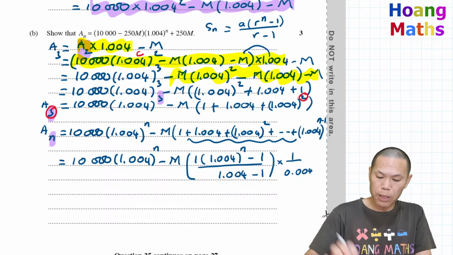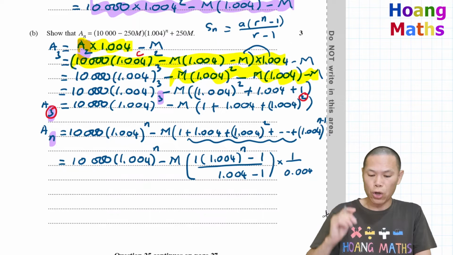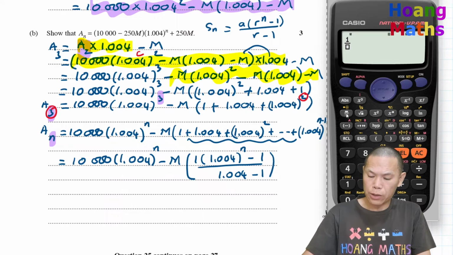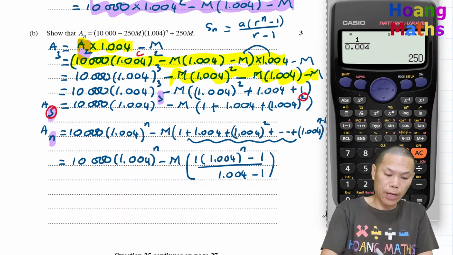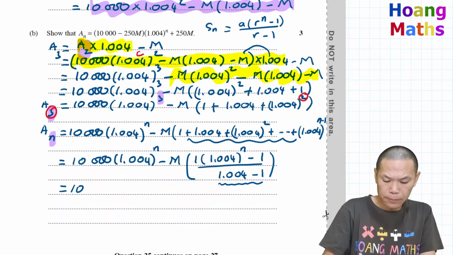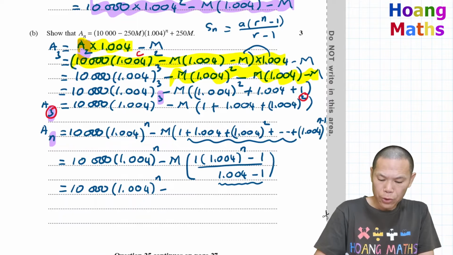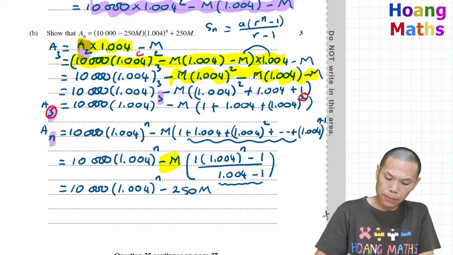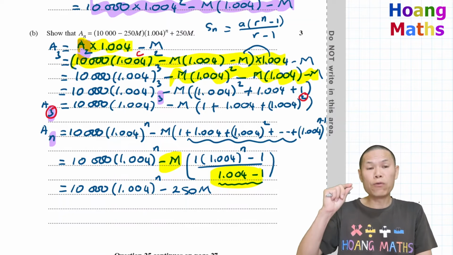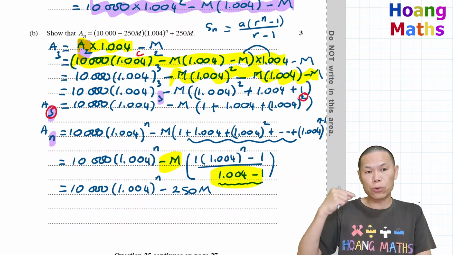So I just jump a little bit because I run out of space. What I do, I put on the calculator. Let me clear this. 1 over 0.004, that is 250. Keep that in mind. So that is equal to 10,000 times 1.004 to the power of n minus 250 m, because this together is 250 m. Keep that in mind, because 1 over 0.004 is equal to 250.